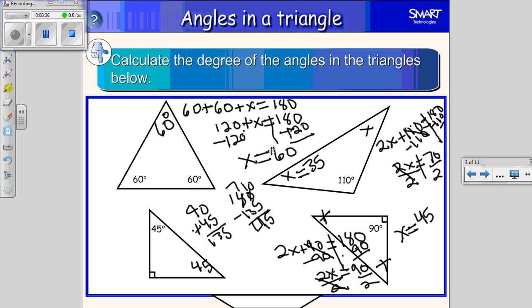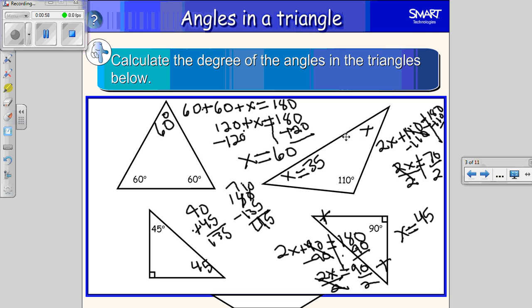We have done some examples for you, and I'm going to walk you through it as we go, given these two angles. So I say 60 plus x equals 180, and I'm calling this x. So I add my like terms. 60 plus 60 is 120. I have a one-step equation. I subtract 120 from both sides, and I end up getting x equals 60.